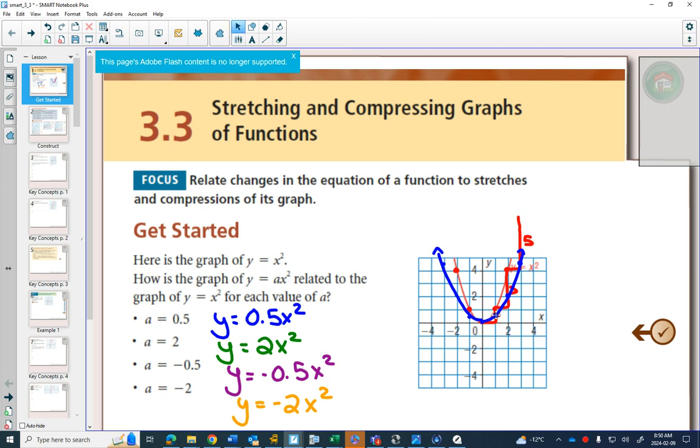For the green one, with the 2, all of your y values will get multiplied by 2. So we still have 0, 0. But instead of going over 1 up 1, we're going to go over 1 up 2. Then over 1 up 6. And in grade 11, you would have said this got narrower. In grade 12, we're going to say that the graph got stretched vertically. And when things are stretched vertically, they're stretched away from the x-axis.